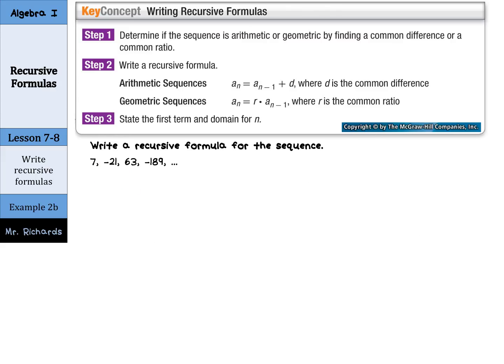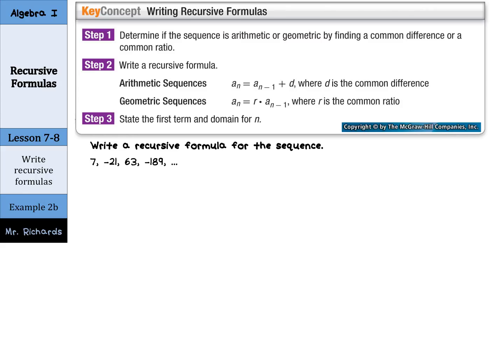Now, 7, negative 21, 63, negative 189. Well, as we're going from positives to negatives and negatives to positives, we're not adding or subtracting anything here. We don't have a common difference. So this is not going to be arithmetic. Most likely it's going to be geometric.